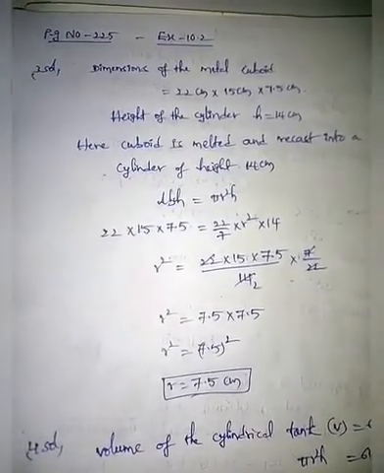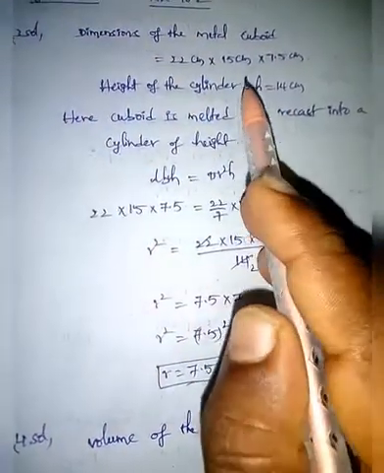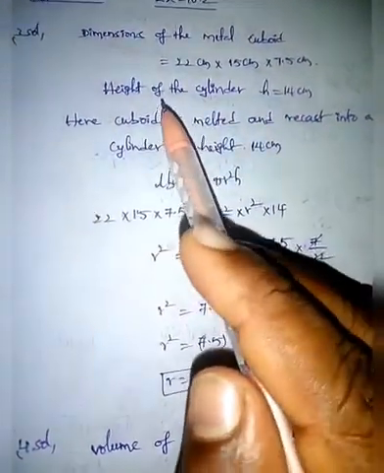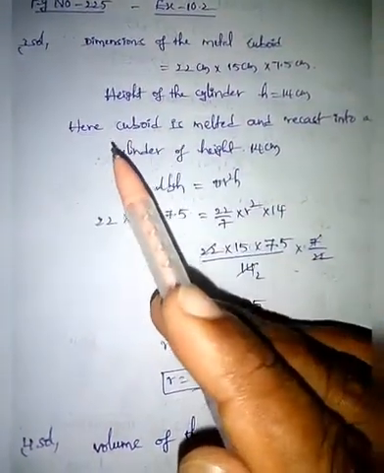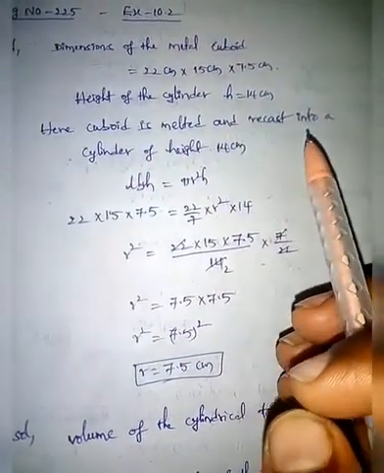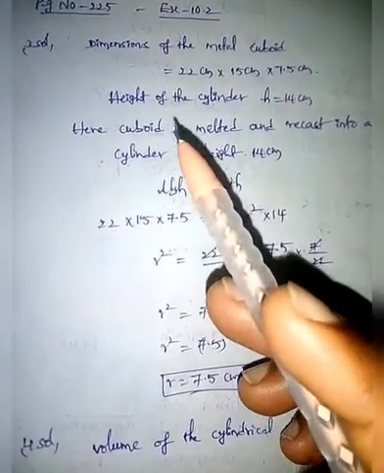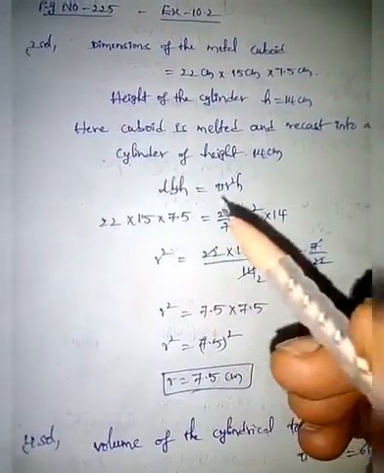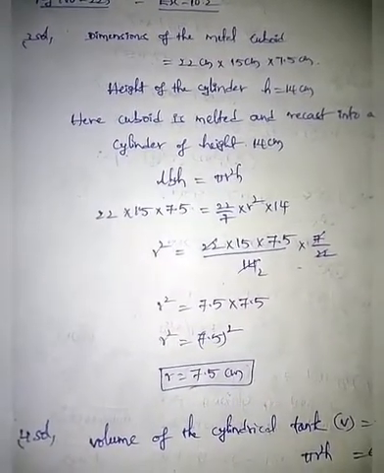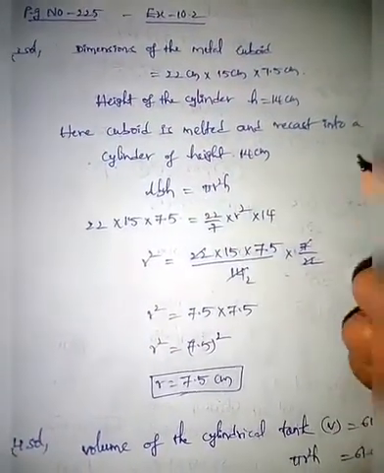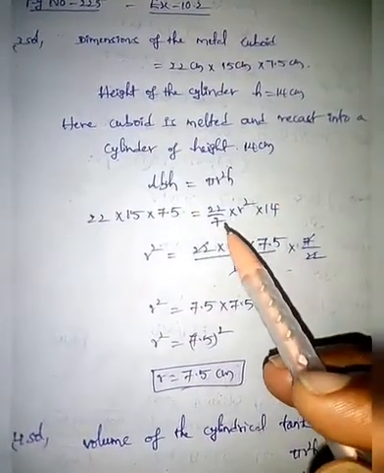So first write the given information, that is dimensions of the metal cuboid equal to 22 cm by 15 cm by 7.5 cm, and given that height of the cylinder h equal to 14 cm. According to this problem, the cuboid is melted and recast into a cylinder of height 14 cm. So the matter obtained from that cuboid is reshaped into another object, that is a cylinder. That's why volume of the cuboid is equal to the volume of the cylinder.